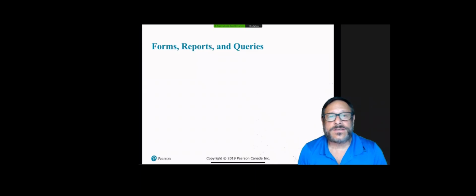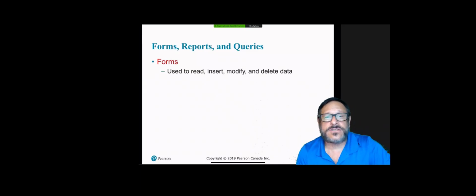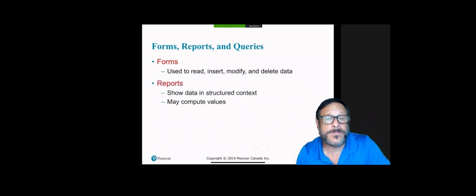So, what is an application made of? It is made up of forms, reports, and queries. This is what goes into making an application using a DBMS. The forms are the way we interact with the computer, and the database interacts with the users. This is used to read, insert, modify, and delete the data inside the database.